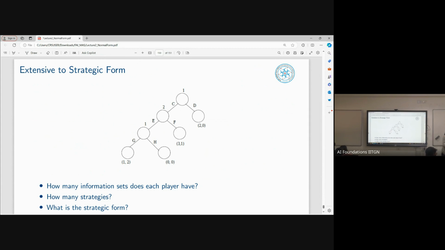For this game, tell me how many agents? 2 agents. And what are the actions for each of them? For one it is C, D and for the other G, H. Let me just write that down.